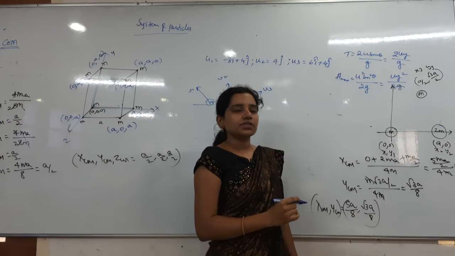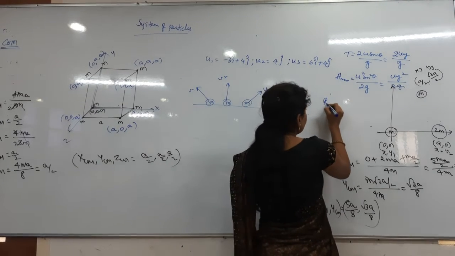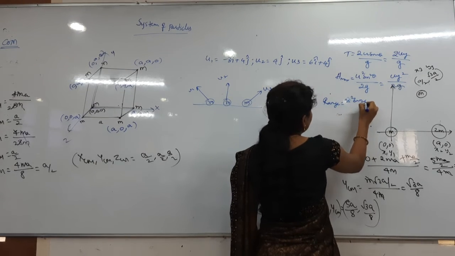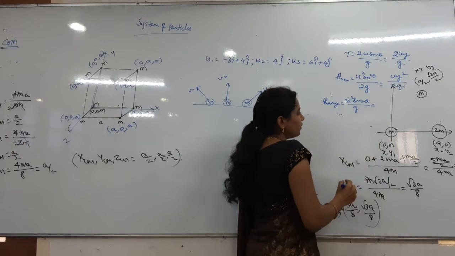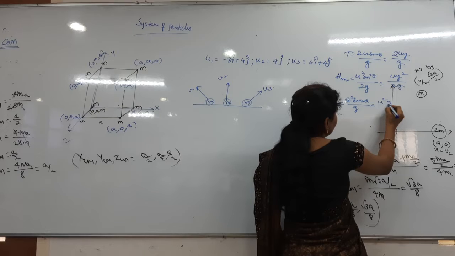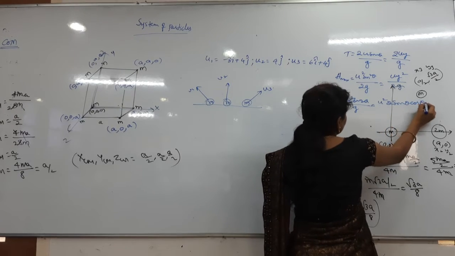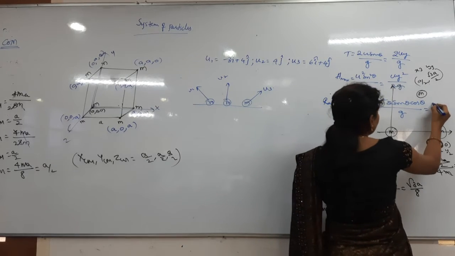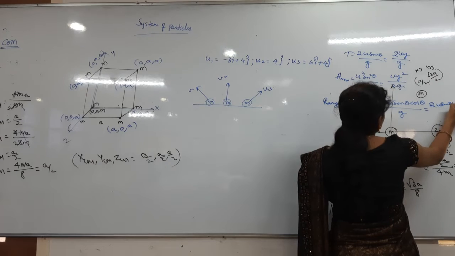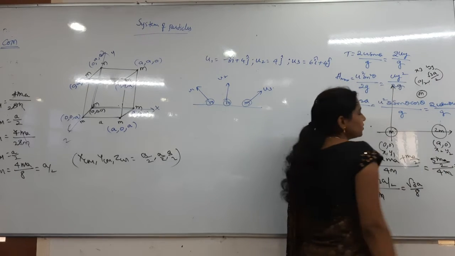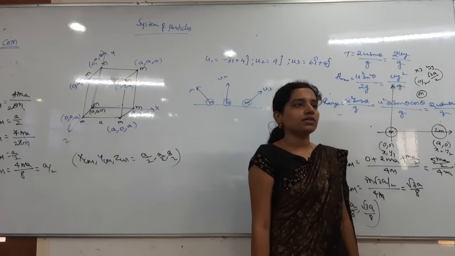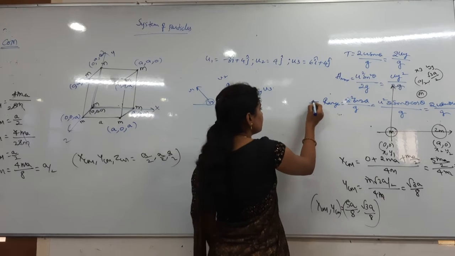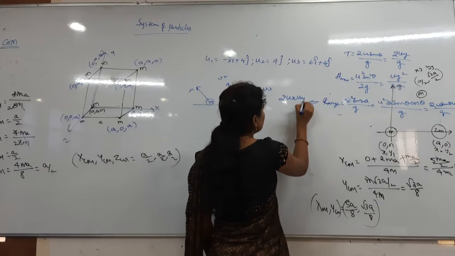Then again, what is the question? The next question is the range they are asking. So for the range, what is the formula? U square sin 2 theta by g. So u square sin 2 theta I can write as 2 sin theta cos theta, divided by g. This is again the old story only. Then I can write this as 2 u sin theta u cos theta, divided by g. 2u sin theta is what? Uy. U cos theta is what? Ux. Then the range I can write simply 2 into ux uy divided by g.